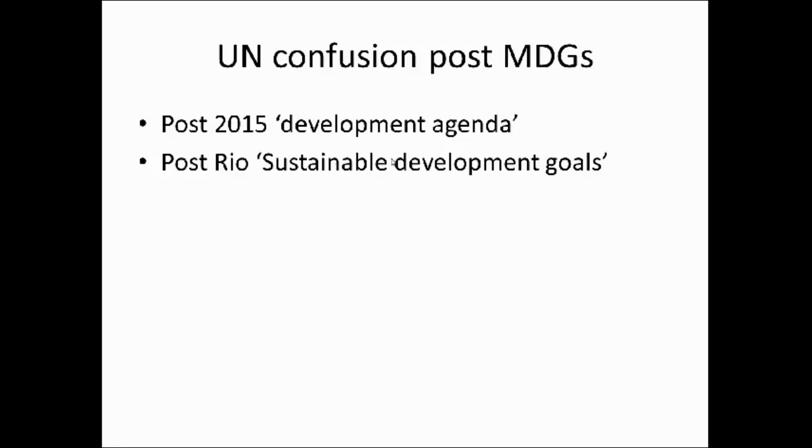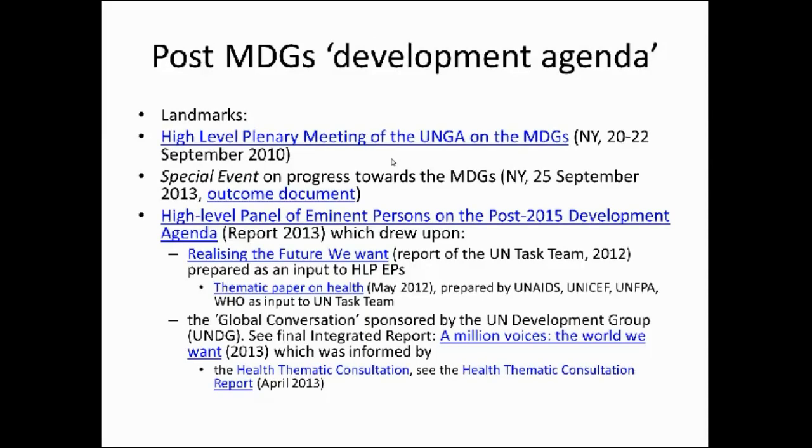At the moment, there's a lot of discussion going on within the UN about the post-MDGs, so-called. And there are basically two processes going on within the UN system which have yet to come together. One is the post-2015 development agenda, and the other is the post-Rio sustainable development goals. Let's start by looking at the post-MDGs development agenda. And this has been a sequence of meetings of various groups discussing what should come after the MDGs: the high-level plenary meeting of the UN General Assembly, the high-level panel of eminent persons, the thematic paper on health, the global thematic consultation. A million voices, the world we want.